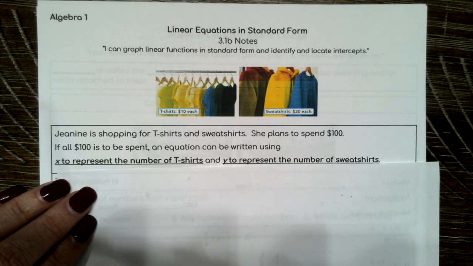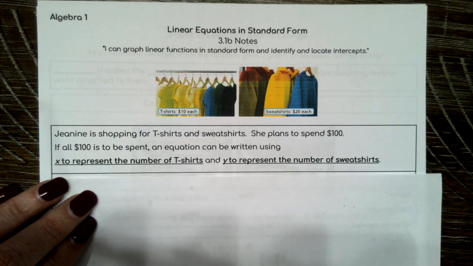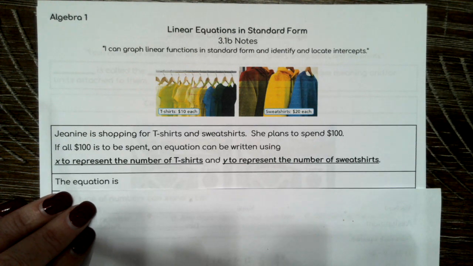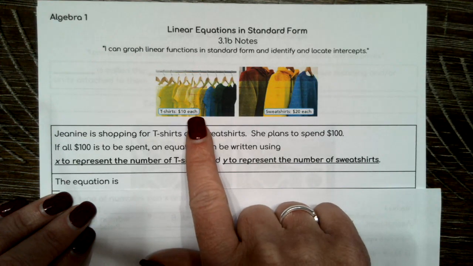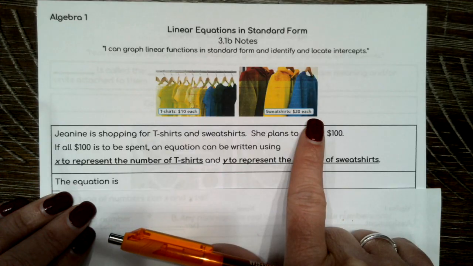Janine is shopping for t-shirts and sweatshirts. She plans to spend $100. If all $100 is to be spent, an equation can be written using X to represent the number of t-shirts and Y to represent the number of sweatshirts. So we need to write this equation. And t-shirts in the picture says is $10 each, and sweatshirts is $20 each.